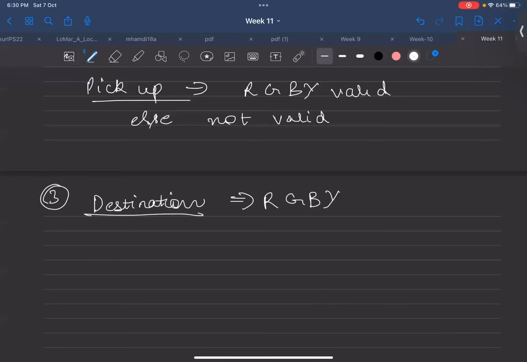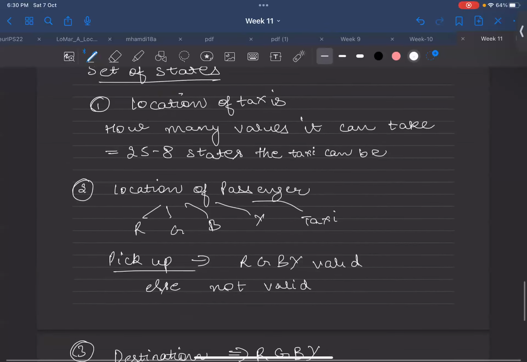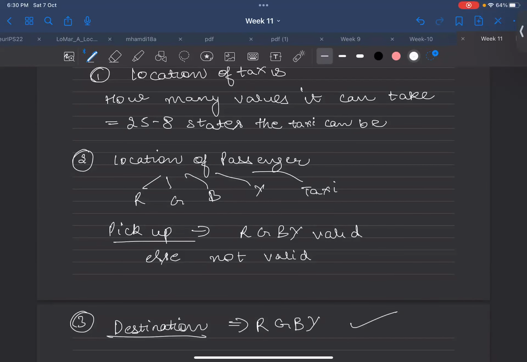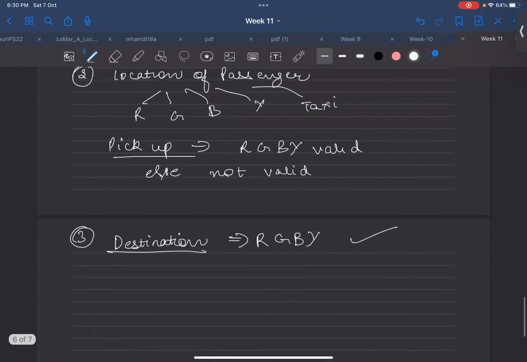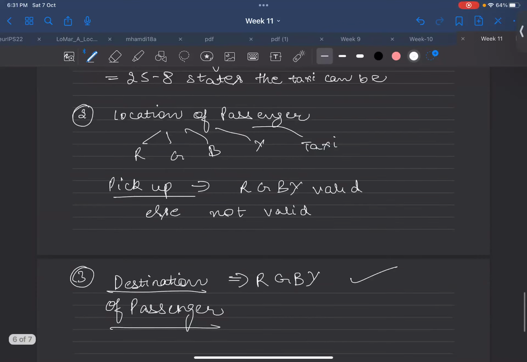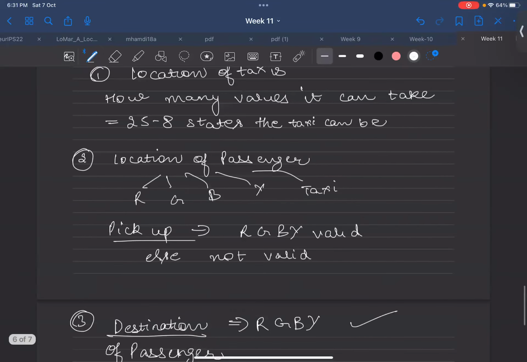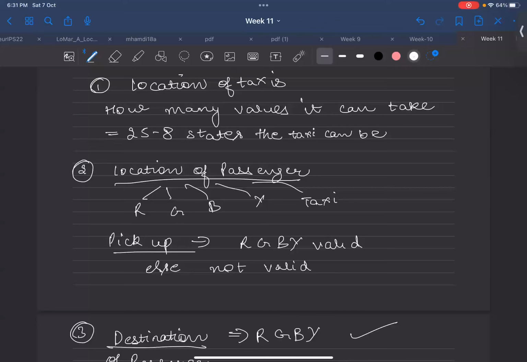Madam, here, how can you calculate the total number of states? How many states are there? The destination of the passenger, basically. How many locations are there? Destination locations are 4. Pickup locations are also 4. The state is the location of the passenger here, not the pickup. I was only telling in which locations the pickup can happen.